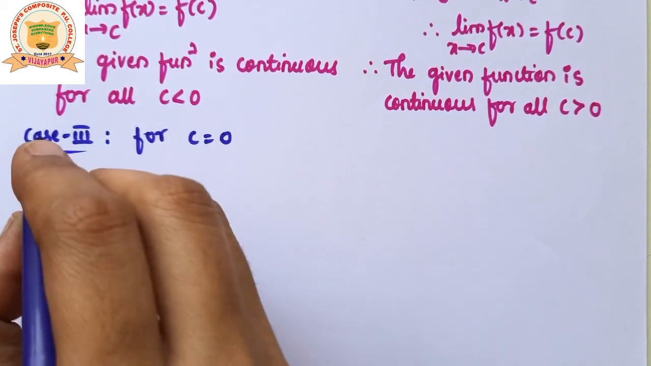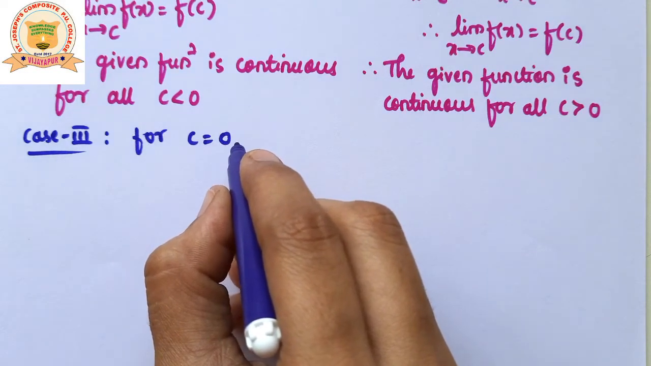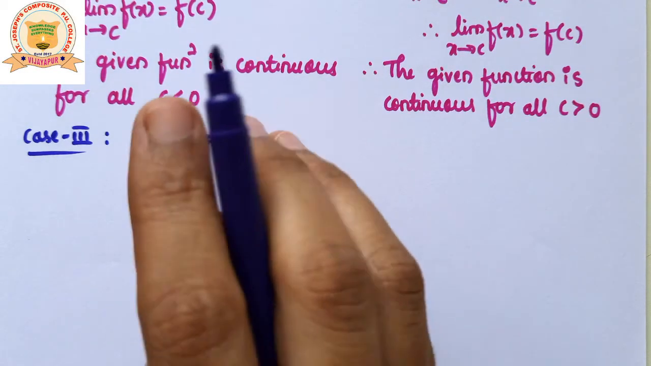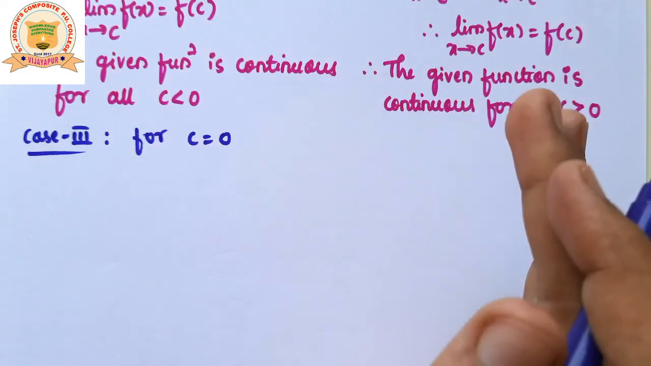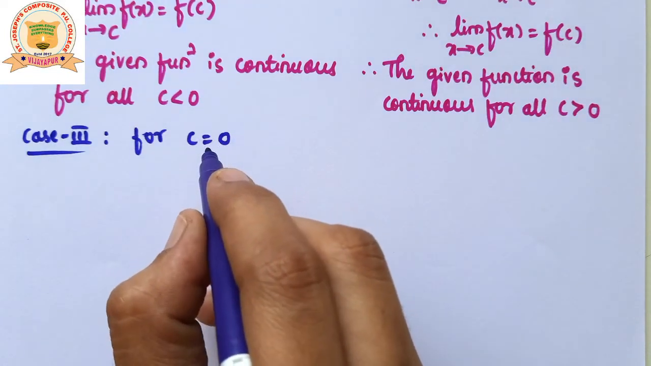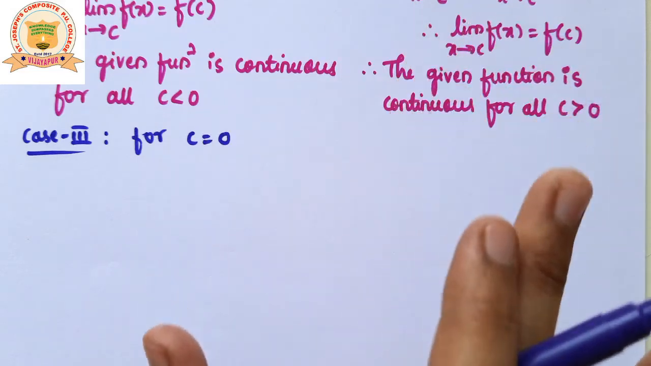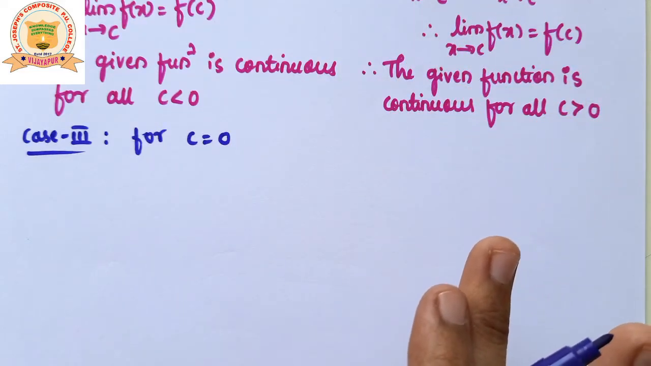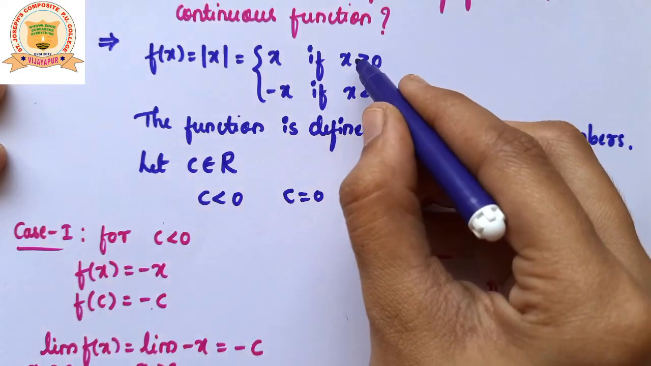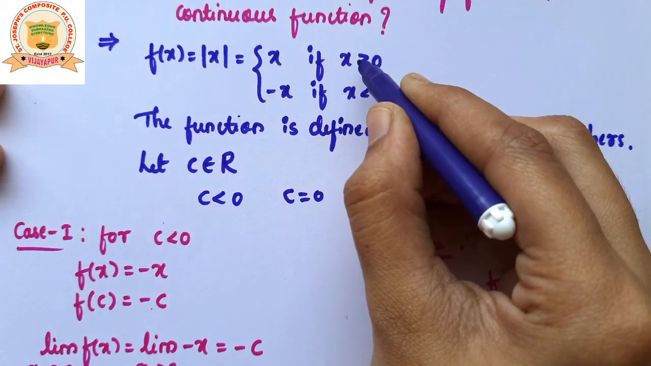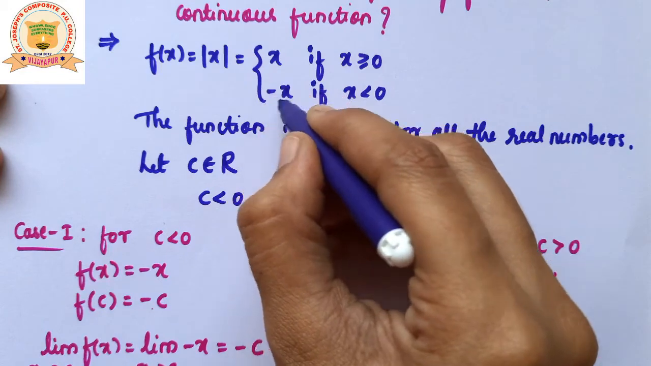In the next case, case 3, we have c is equal to 0. In case 1 and case 2, we discussed c less than 0 and c greater than 0. And for c is equal to 0, whether the function is continuous or not, that we have to check now. For c is equal to 0, how does the function behave on the left hand side and on the right hand side of c? For x greater than 0, the function value is x, and for x less than 0, the functional value is minus x.